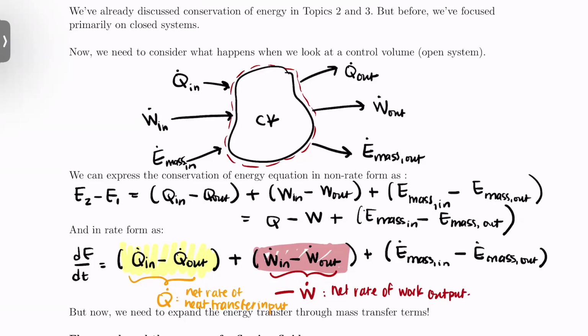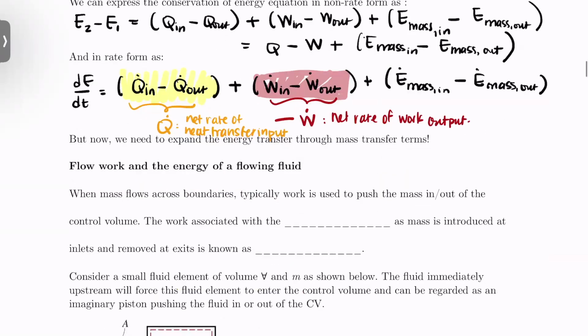All right. So based on what we've already talked about in the other units, we already know how to handle all the terms of this equation, except for our E dot for the mass flow, right? So what we need to do now is expand these energy through mass transfer terms. And that's what we're going to do now.